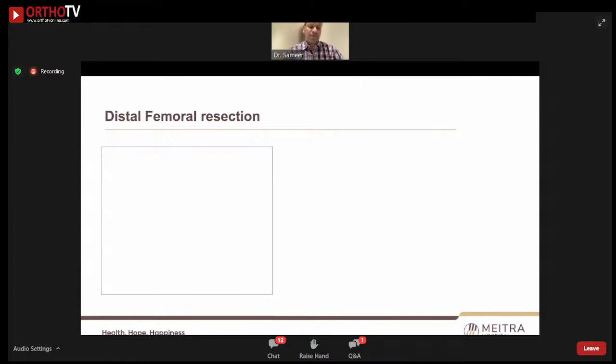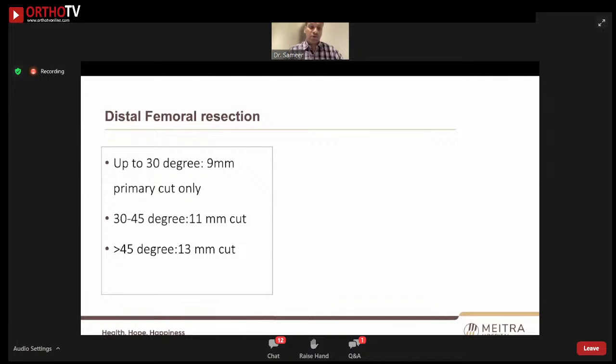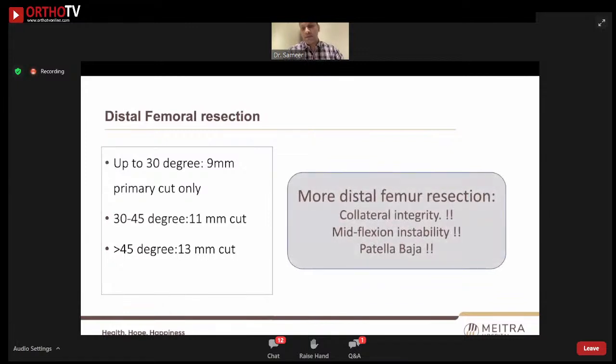And about the distal femoral resections, up to 30 degrees of deformity, you can very well manage with a 9 millimeter cut. For 30 to 45, you might require an 11 mm cut. And more than 45, you might require 13, and never ever beyond 13 millimeters, because the more distal femur you resect, the more it can affect your collateral integrity. It can produce midflexion instability, it can produce patella baja, and it can produce patellofemoral kinematic issues, a whole lot of issues, as Rajesh sir is mentioning in his talk.